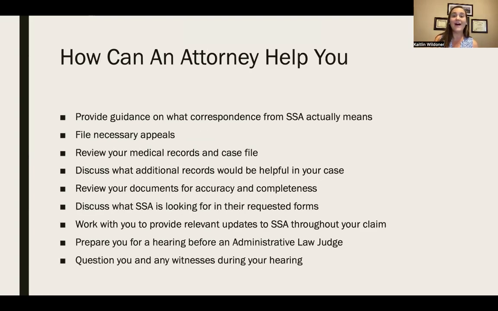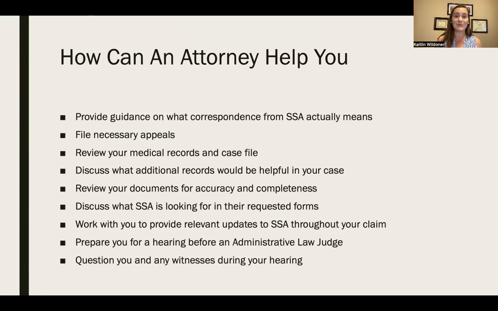All right. And then finally, how can an attorney help you? We help by providing guidance on what correspondence from Social Security actually means. If you are either already on board with us or you come to us in enough time after a denial, we can help file some appeals. We review your medical records and case file. After doing that, we can discuss what additional records can be helpful to your case.